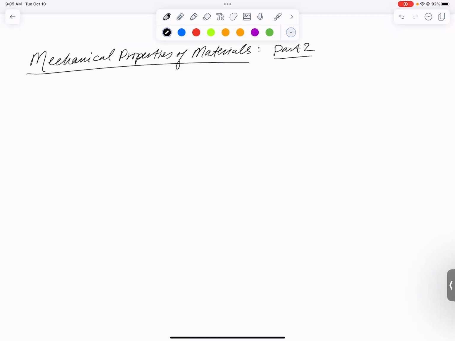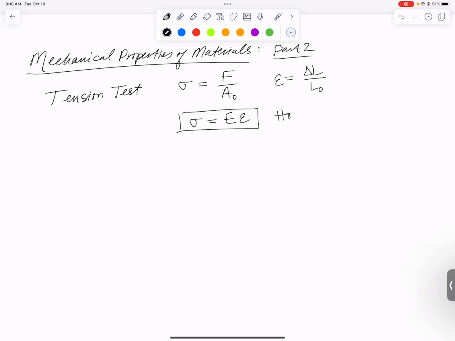In the last video, we defined a few different properties of materials, and they all began with a tension test, right? And we defined engineering stress as the applied load divided by the original area. We defined engineering strain as the change in length divided by original length. We defined another property, Young's modulus, by saying that it is the relationship between stress and strain at very small strains when the material is linear elastic. So this was one of our key equations. We call it Hooke's law. And E was our Young's modulus.